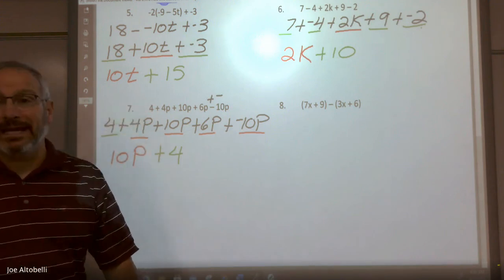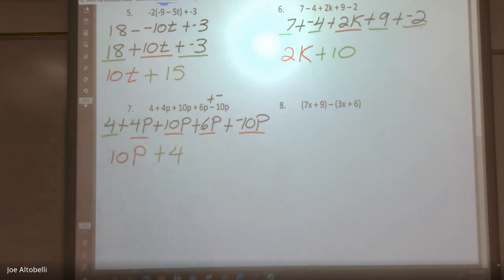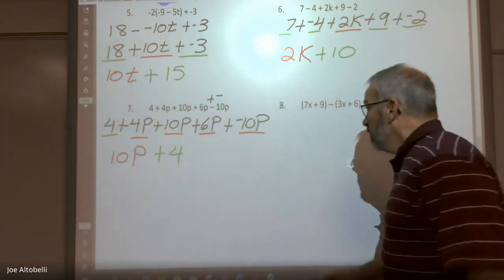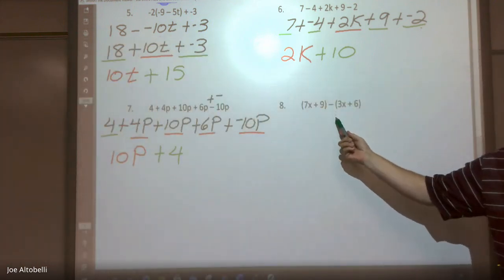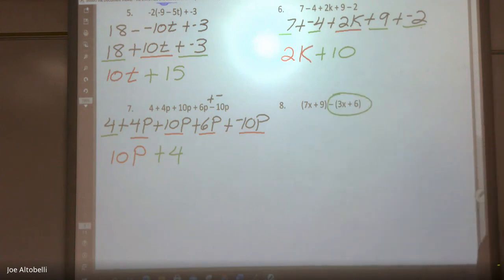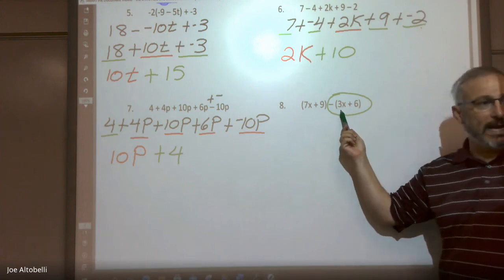Now, number 8. Here's the thing with number 8. When you get up into your 80s or your upper 70s, you're going to get problems like this, okay? And here is the thing. You are subtracting all of that. Okay, you are subtracting all of that. You are not just subtracting the 3x.